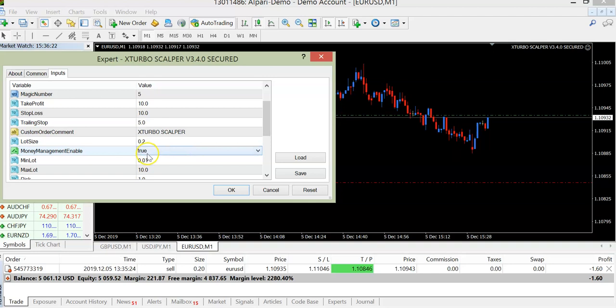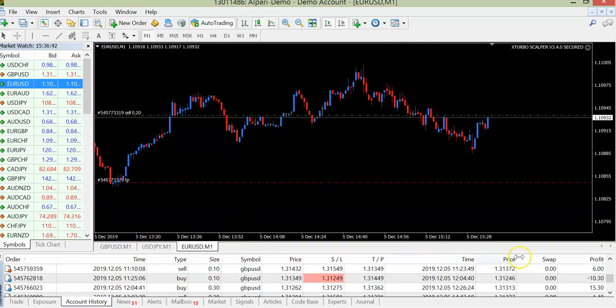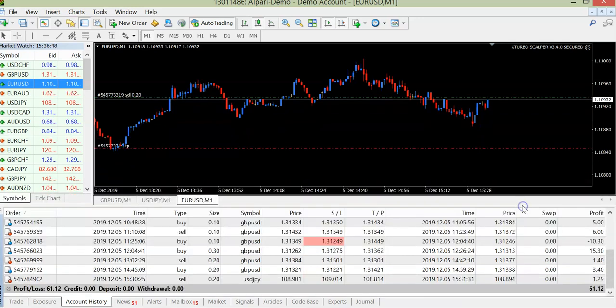Okay, I will leave this on 1% here. Now it's a manual lot size, which I put at 0.20. Before, when I started to trade today, in the beginning I started with 0.10.